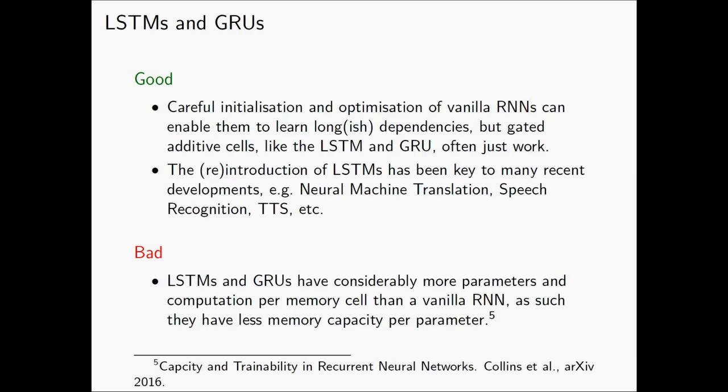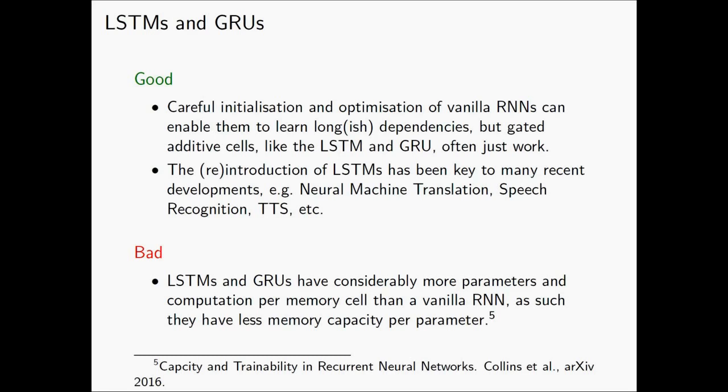So now the LSTM is really the go-to recurrent model. If anyone's wanting to model a sequence these days, the first thing they do is throw an LSTM at it. And often that will just work. And this has been a key innovation in lots of the models which have got people excited about deep learning. So the neural machine translation systems, the new generation of speech recognition and text-to-speech systems. These are almost all using LSTM backbones.